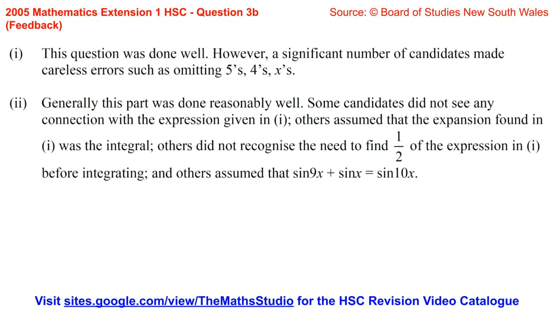For part 2, generally this part was done reasonably well. Some candidates did not see any connection with the expression given in part 1. Others assumed that the expansion found in part 1 was the integral. Others did not recognise the need to find half of the expression in part 1 before integrating, and others assumed that sin 9x + sin x is equal to sin 10x.